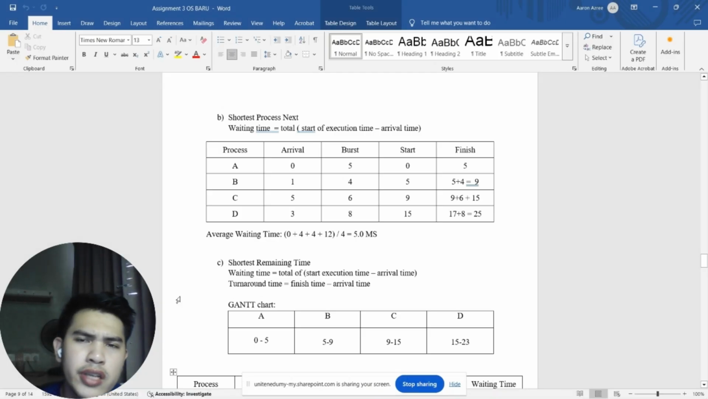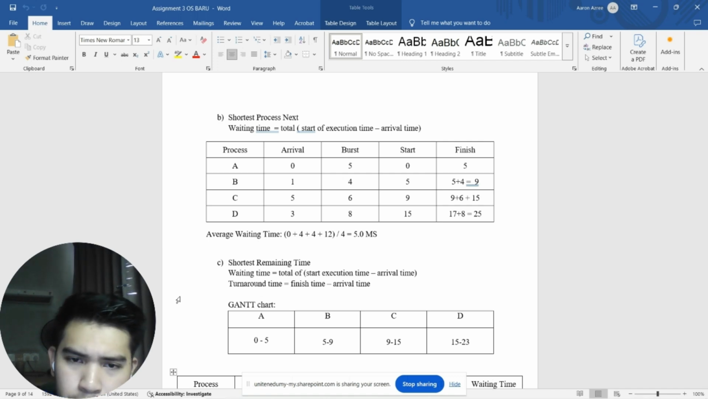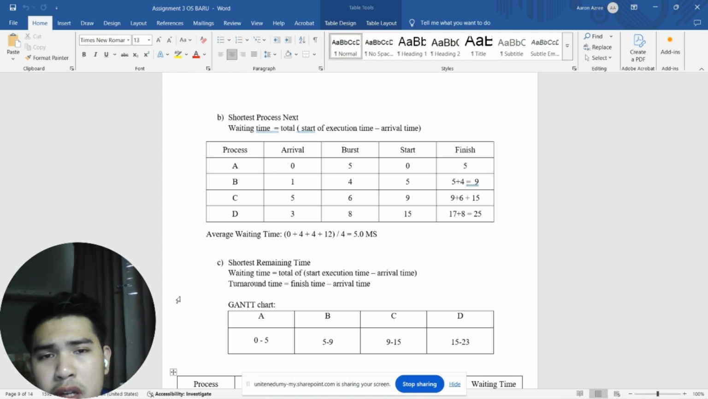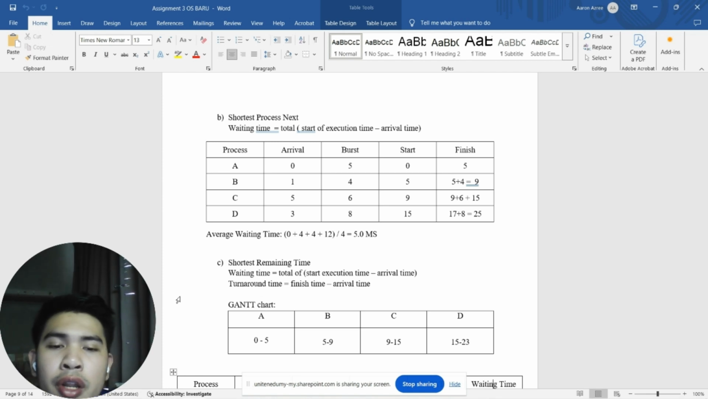Okay, so next for question B, I will be again explaining the average waiting time. As stated by my colleagues for the previous part of this question, we understand that the waiting time is the total of start of execution time minus arrival time. So in this case, it will be for process A 0 minus 0, 5 minus 1, 9 minus 5, and 15 minus 3. You add it all up together and you divide it by the total number of processes, which is 4. And then you will find that you will get 5.0 on the dot.